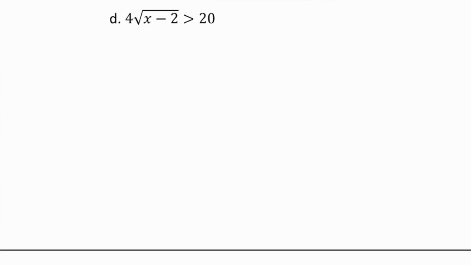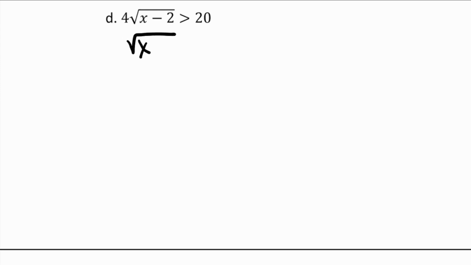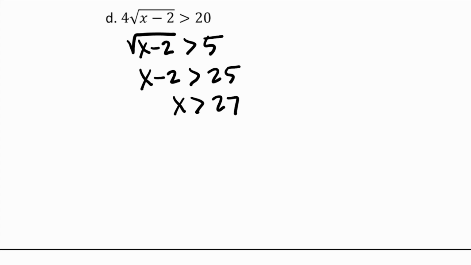All right, over here, the last of these inequalities, I'm going to start by dividing both sides by 5. Okay, and then I'm going to square both sides of this inequality. Add 2 to both sides, and I'm going to get x is greater than 27.